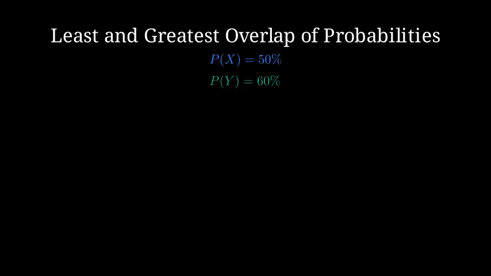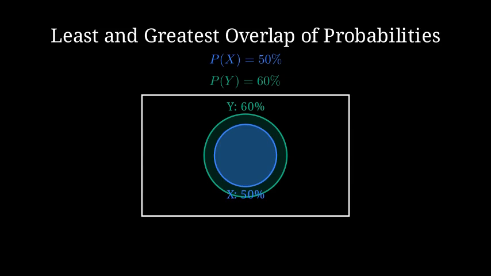First, let's find the greatest possible overlap. The largest overlap happens when the smaller event is completely inside the larger event. If every time X makes a profit, Y also makes a profit, then the overlap equals 50%.